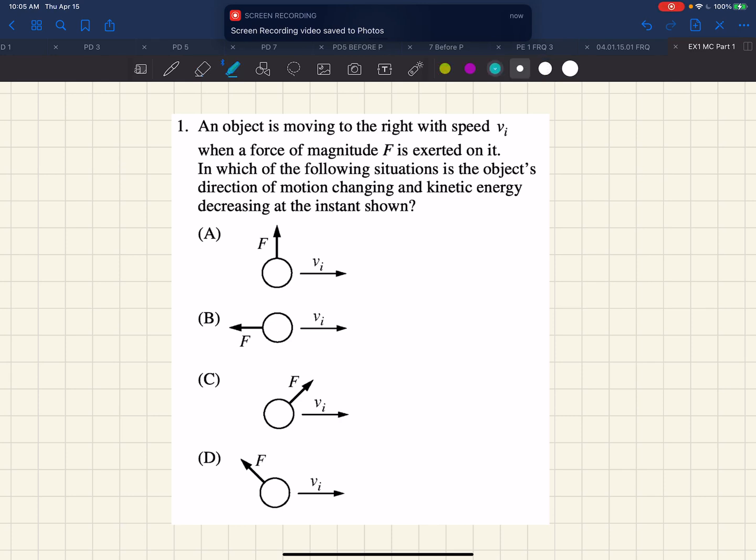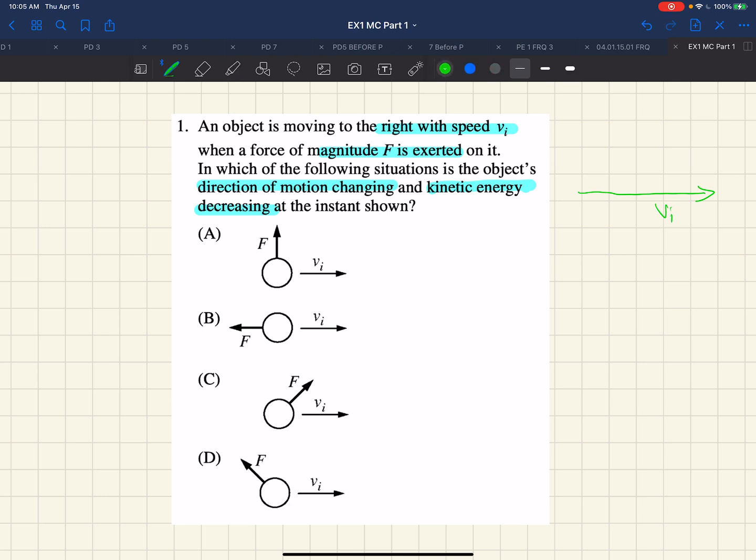In this question, we're told an object is moving to the right with speed vi. So our initial speed, there's a force exerted on it. Is the object's direction of motion changing and the kinetic energy decreasing? Let's start with the kinetic energy decreasing.